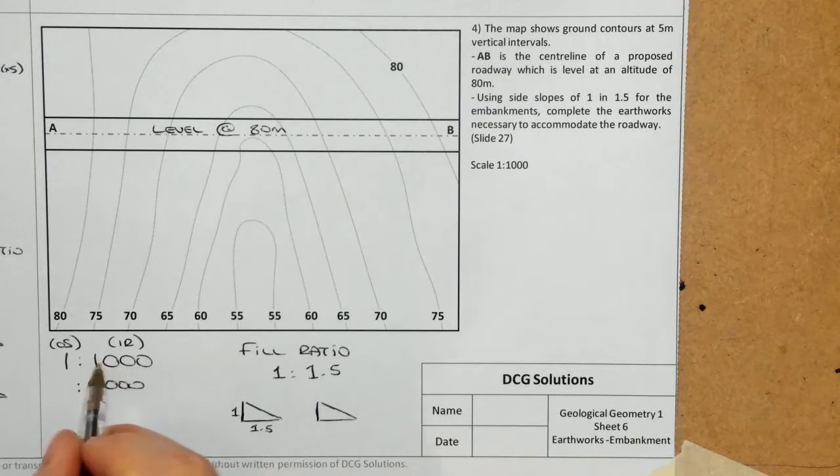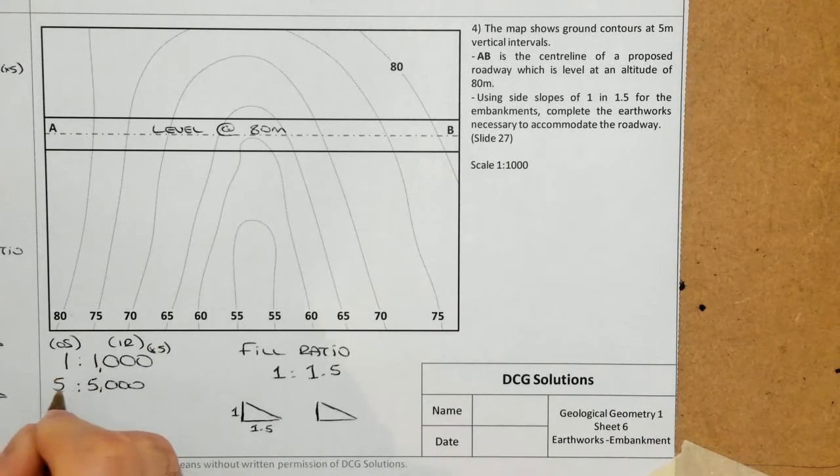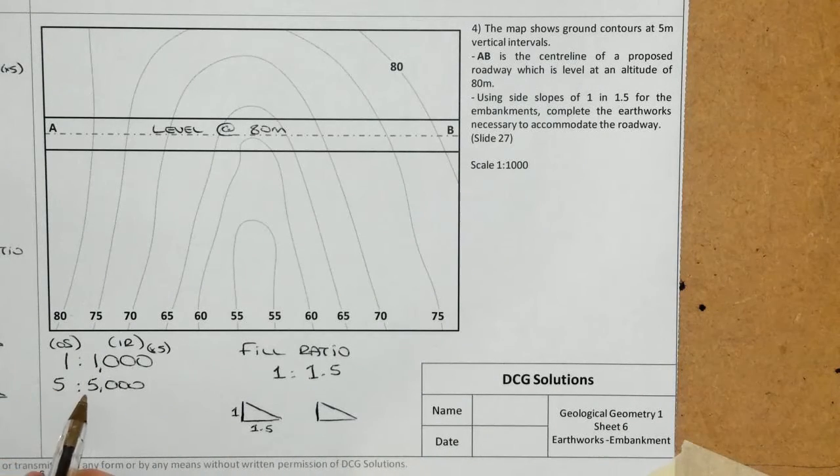So what did I multiply this by? I multiplied it by 5. So 5 times 1 is also 5. Therefore 5 millimeters on my sheet equals 5000 millimeters in reality. So that 5 there is going to be a number that's going to help us.